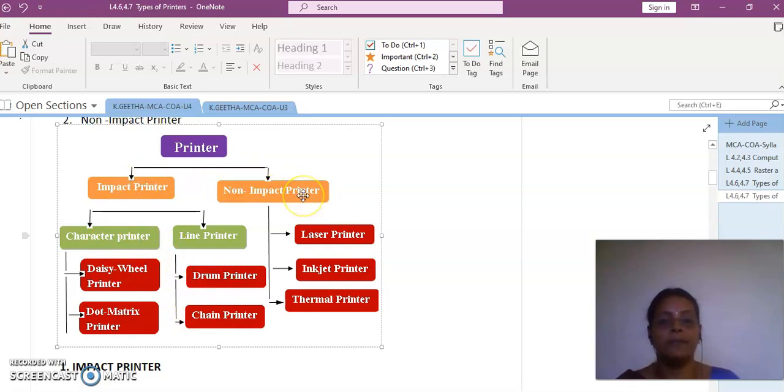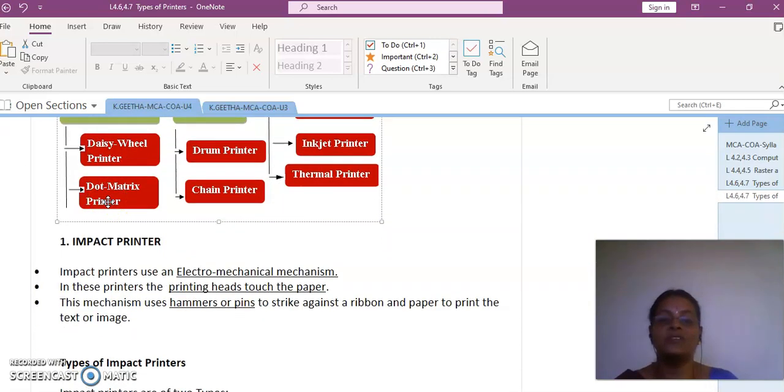And coming to non-impact printers, we have the laser printer, inkjet printer, and thermal printer. All these printers don't have the concept of impact on the paper. By using laser technology, inkjet technology, or heat energy, we are able to transfer whatever we want to print onto the paper. So this diagram helps you identify the classification of the printers, and now we will see them one by one.